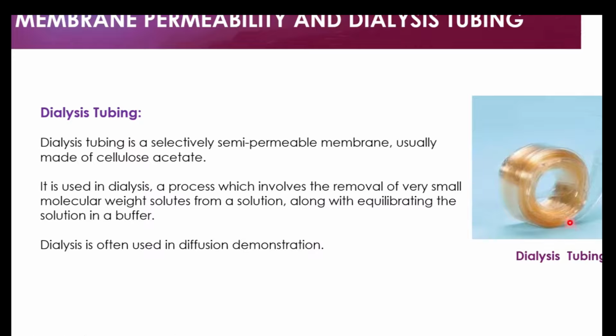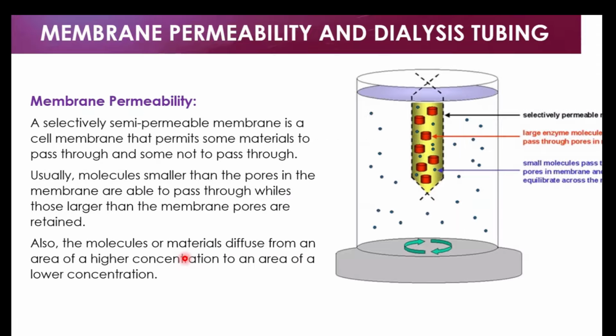Membrane permeability and dialysis tubing. So first of all, this is how the dialysis tubing looks. So let's see what dialysis tubing is. Dialysis tubing is a selectively semi-permeable membrane, usually made of cellulose acetate. It is used in dialysis, a process which involves the removal of very small molecular weight solutes from a solution along with equilibrating the solution in a buffer. Dialysis is often used in diffusion demonstration.